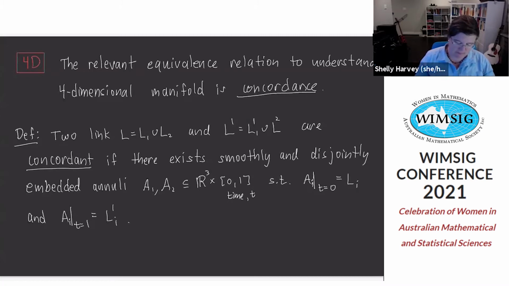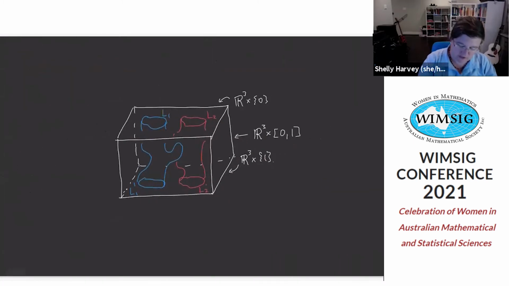So, two links are called concordant. What does that mean? It means they bound smoothly embedded annuli in R3 as you move through time. So at time equals 0, here's a very schematic picture. You imagine it looks like R2, but imagine it's R3. You have this link here, which has two components, red and blue, and these can be connected up at time 1 to L1 prime and L2 prime. And this is supposed to be some annulus. An annulus is just a thickened circle.